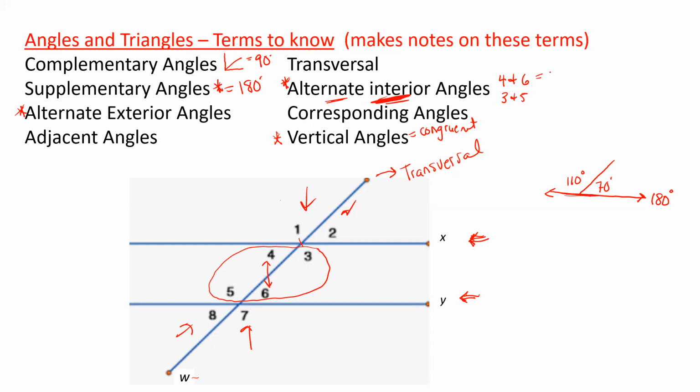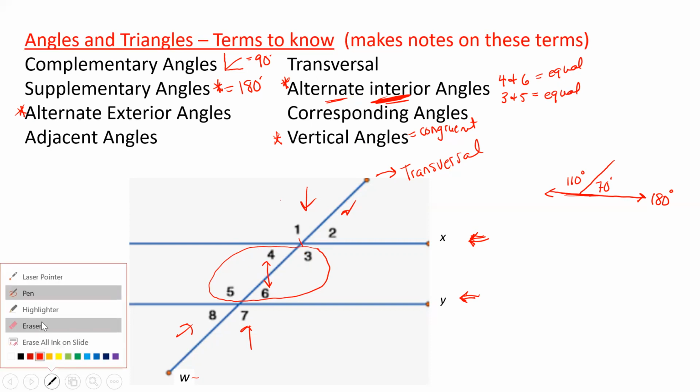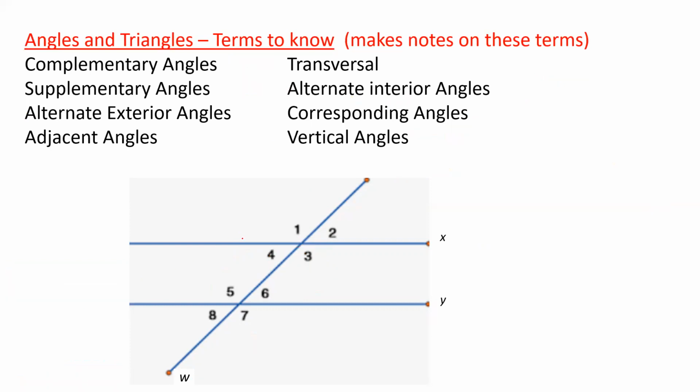So 4 and 6 are equal, they're congruent to each other. And angles 3 and 5 are congruent to each other, okay? Notice that angles 4 and 6 are little acute angles. Hopefully you remember that vocabulary, little acute angles, so it makes sense that they're equal. And then we have these wide obtuse angles. So 3 and 5 are alternate interior and they're equal to each other.